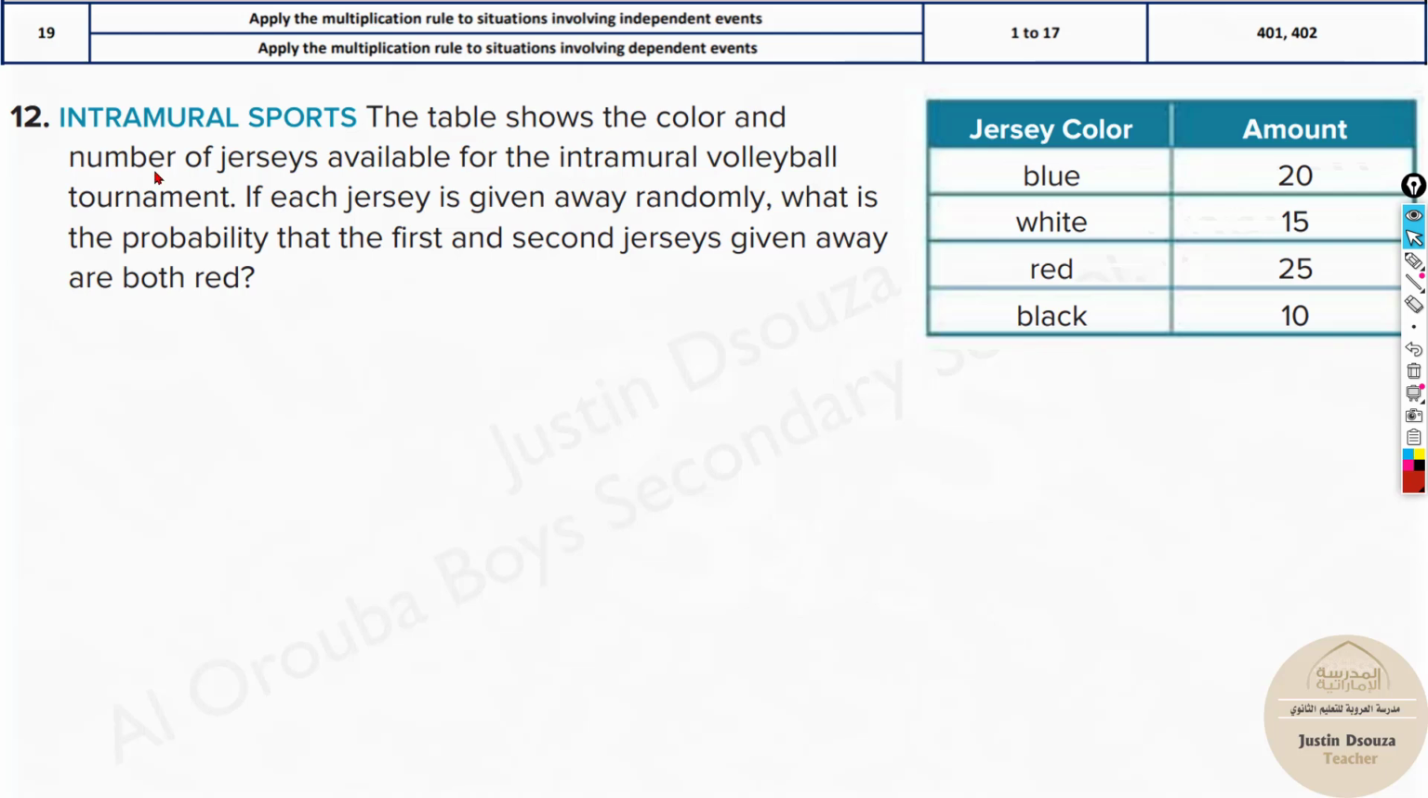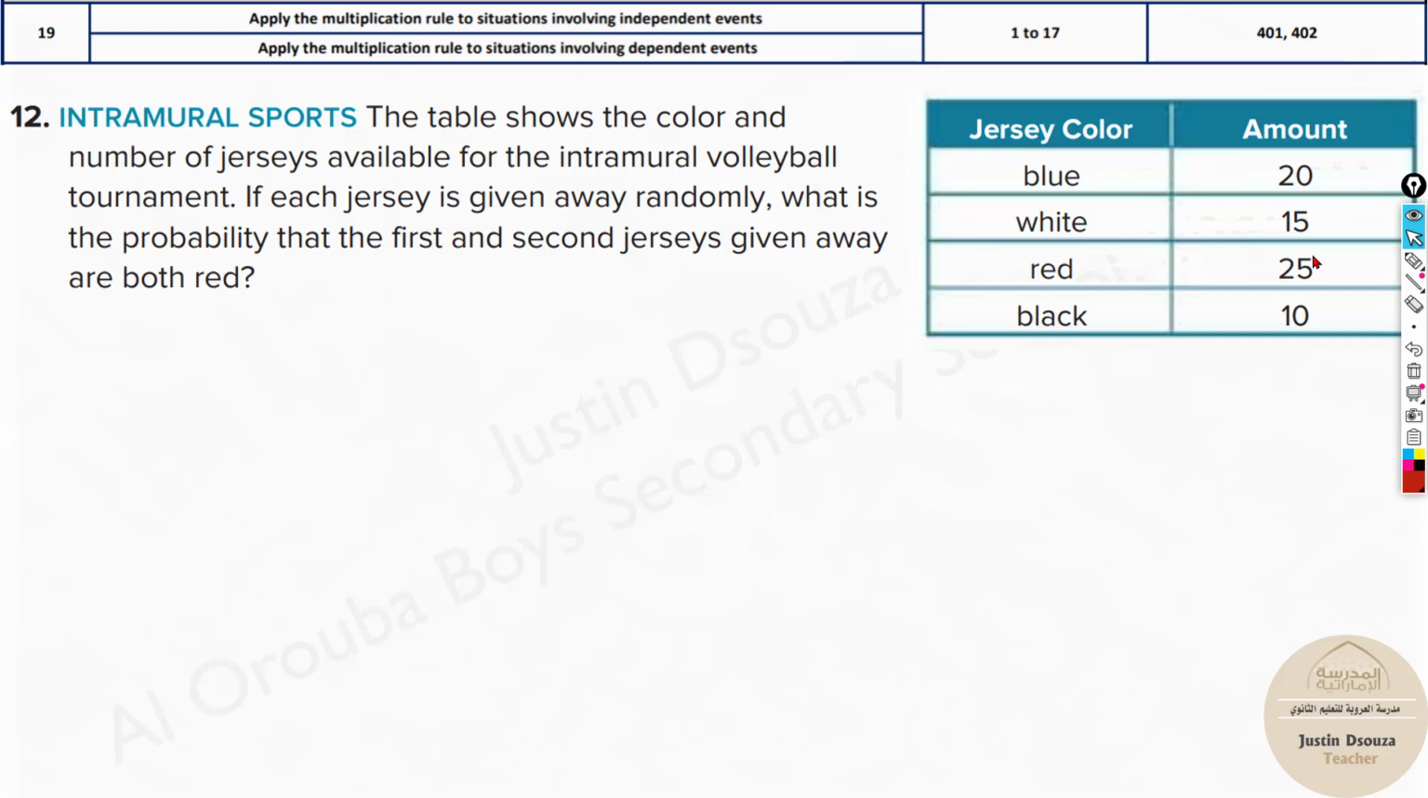The table shows the color and number of jerseys available for intramural volleyball tournament. If each jersey is given away randomly, what is the probability that the first and the second jersey given away are both red? Now, they're giving away. That means it's not gonna be replaced. So it's going to reduce it.